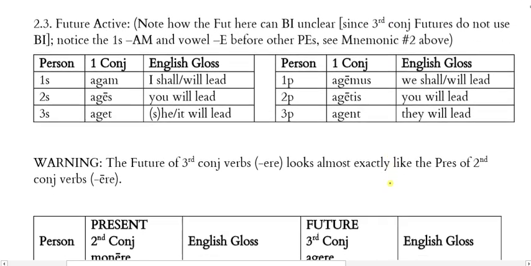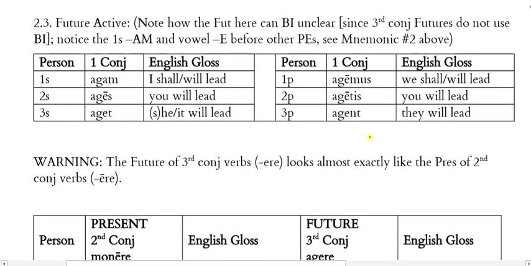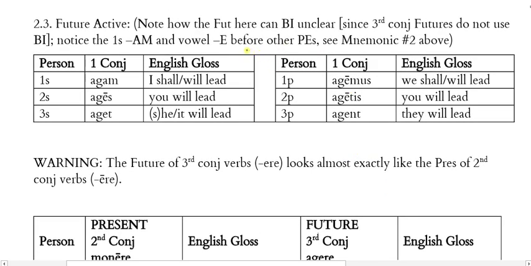Now let's look at the future. This is where it's really squirrely. Future active. And notice how the future here can be unclear since, as we're going to see, third conjugation futures do not use be.